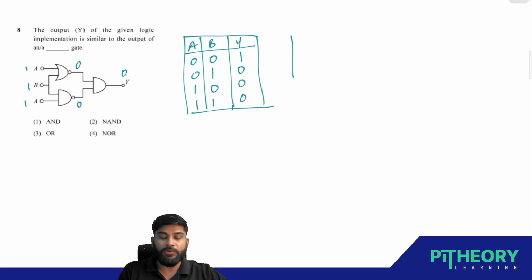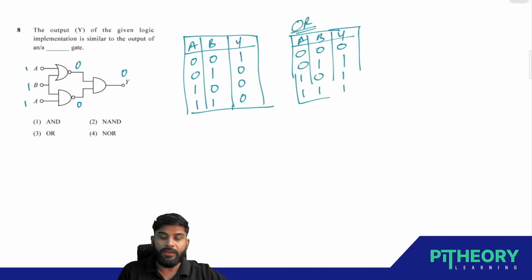So what is this actually? We know the truth table. See here, only when it is 0 and 0, you are getting output 1. If you are seeing an OR gate, correct, A, B, the truth table of this is 0 0 0, 0 1 1, 1 0 1, 1 1 1. Correct? This is coming as the reverse of this, right?